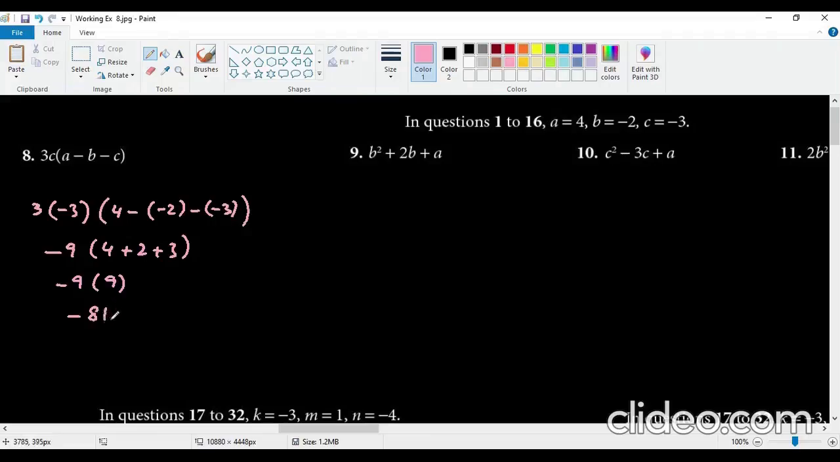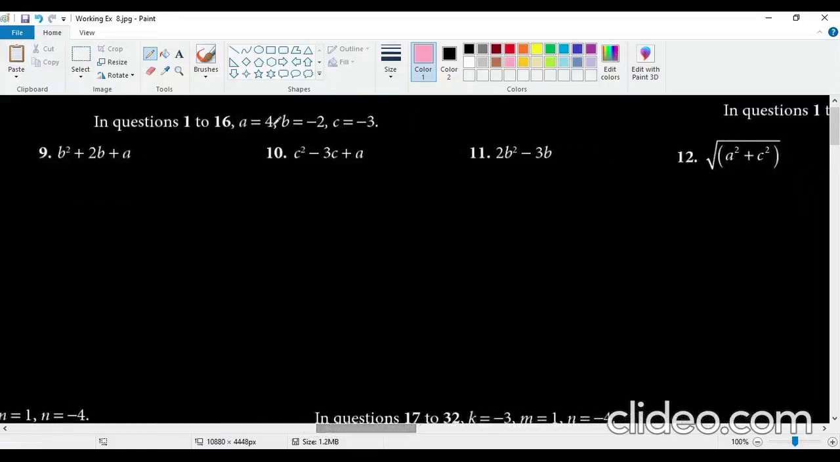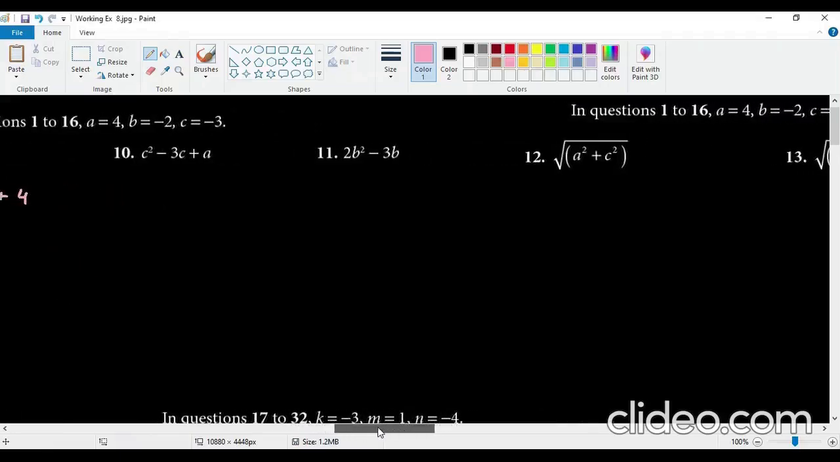That means minus 81 is going to be your final answer for question number 9. When it comes to question number 9, I'll be using the same method by putting the values. B value is negative, squared, so negative 2 squared, plus 2 times b, again negative 2, and plus a value is 4. This is going to give us 4 minus 4 and plus 4. So plus 4 and minus 4 are going to cancel. So plus 4 is going to be your final answer for this question.